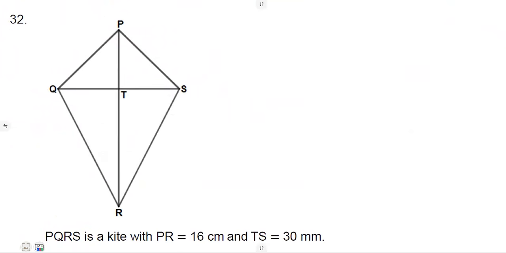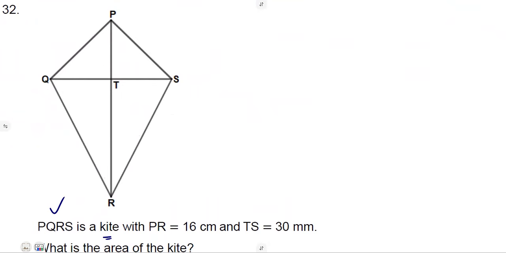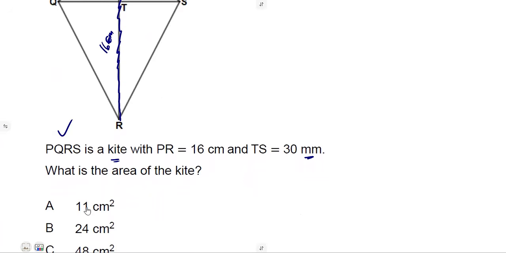We have a kite on number 32. PQRS is a kite. Okay, so remember the properties of a kite. Let's see, what do they want? They want the area. Without wasting time, they gave us the diagonal from P to R, which is 16 centimeters. Okay, this one is in millimeters. There's a need for us to convert. The answer is in square centimeters.